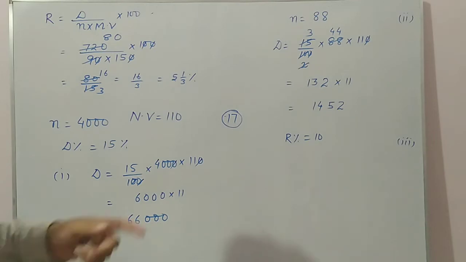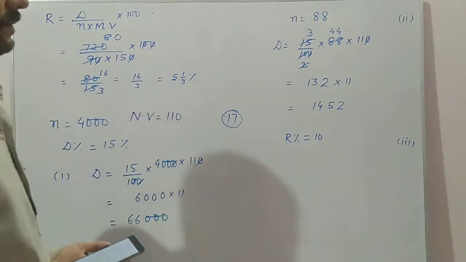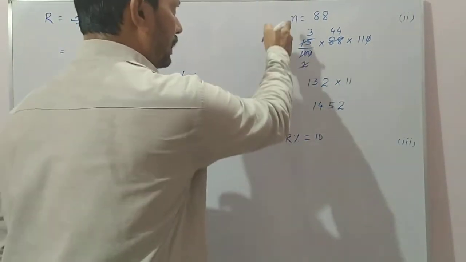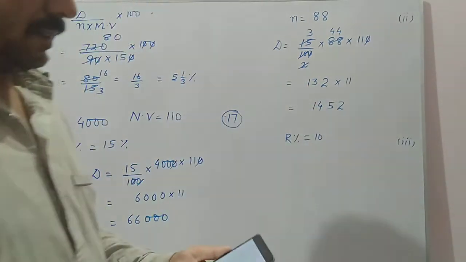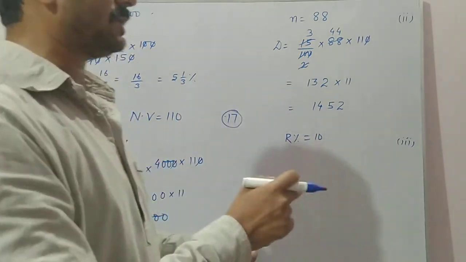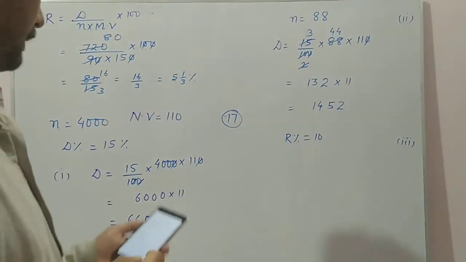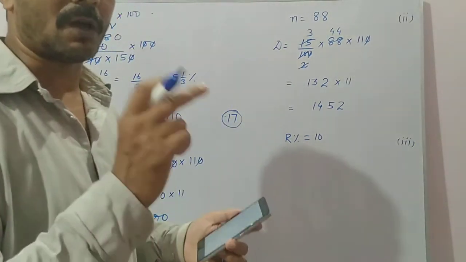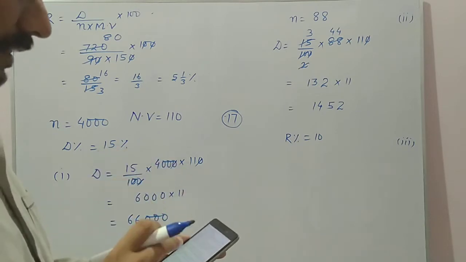Now see here, initially the company was having 4,000 shares of rupees 110, that is, nominal value is 110. Shahrukh is having 88 shares, and the dividend of Shahrukh is 1452. Now we have to find out the rate of it. How much Shahrukh paid for each share means the market value of the shares with respect to Shahrukh. How much Shahrukh pays, that is the market price of the shares we have to find out.